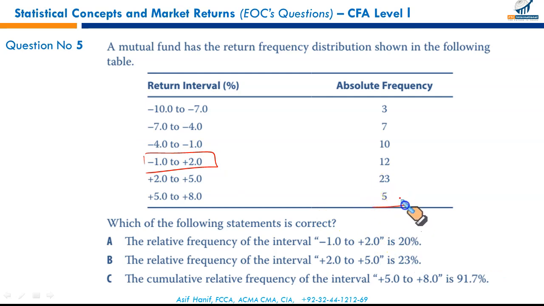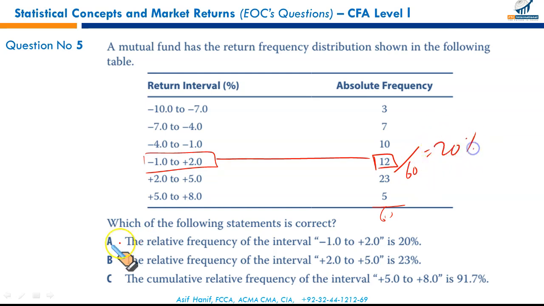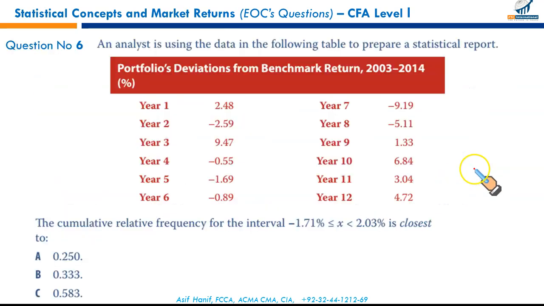First of all, you need to calculate the total of these absolute frequencies as your sum of frequencies. Total results 3, 7, 10, 12, 23 and 5 gives you 60. And this class frequency 12 is what percentage of the total? In order to calculate the relative frequency, 12 by 60 gives you 20%. A is the right answer. Look no further. The relative frequency of the interval between -1 to 2 is 20%. Correct.